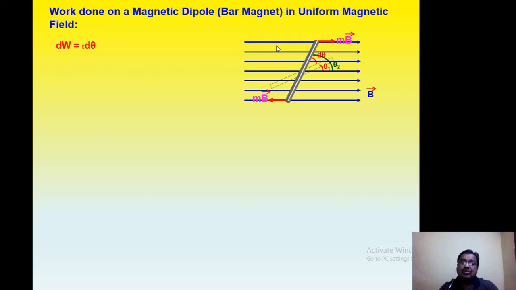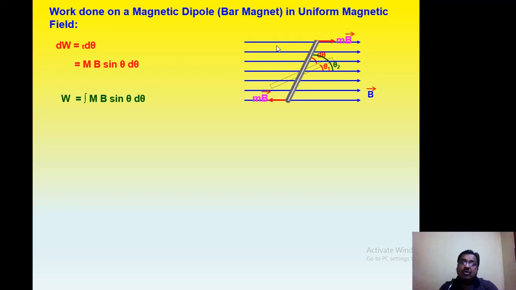If it is rotated through d theta, then definitely work has been done due to this angular displacement, and this work done, if it is dW, will be given by t into d theta, torque into angular displacement. But already we have seen the torque calculation, it is mb sin theta, so let us substitute that. So let us substitute t, that is mb sin theta, and d theta, so that dW will be equal to mb sin theta d theta. So to rotate the magnet through angle d theta, work has been done. For a small rotation, small work has been done.